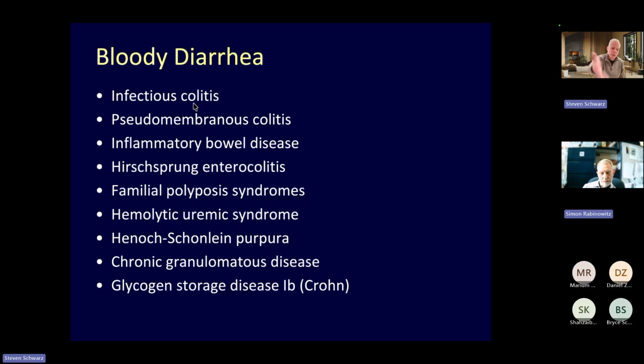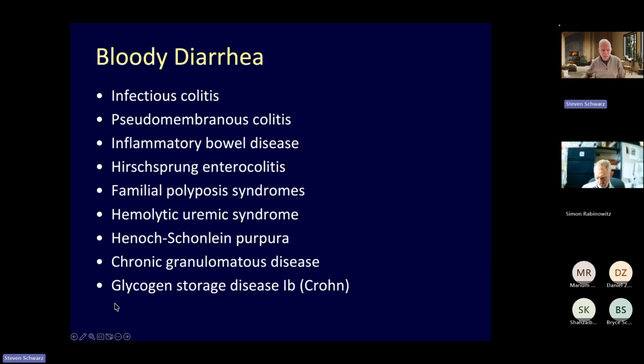Of course, here we go, bloody diarrhea. Again, it's a laundry list, and we'll go over later on how to differentiate according to age and type of presentation, which will be very important. Just to remember, this list is really not all that important because what you really need to do is to be able to identify what the circumstances surrounding the presentation are going to be for each of these diagnoses.